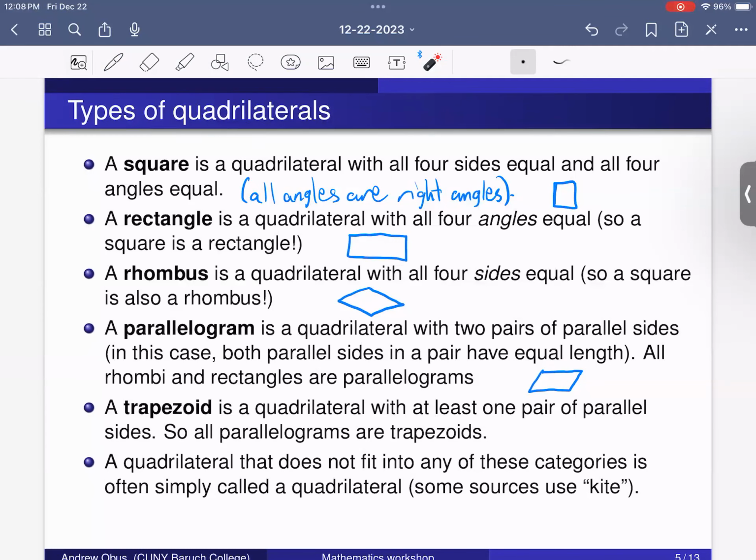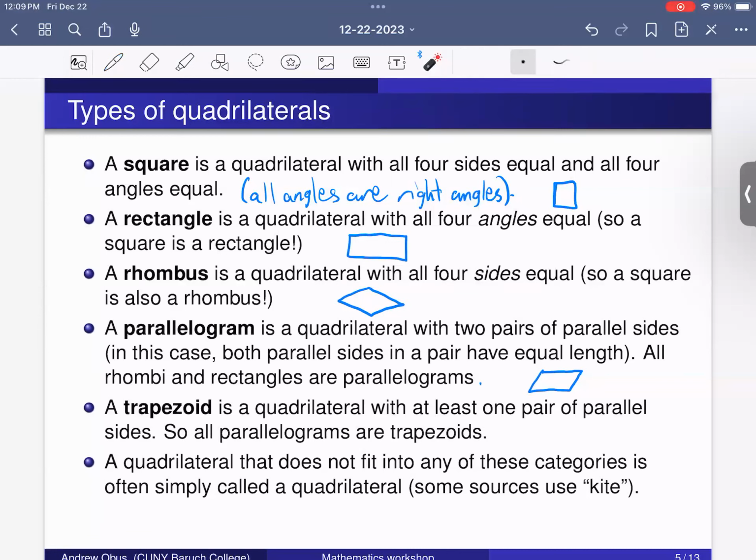And of course, these categories overlap also. So it turns out that all rectangles are parallelograms, right? Because if you have a rectangle, the two sets of sides are parallel. And then all rhombi, which is the plural of rhombuses, these are also all parallelograms. Turns out if you draw a rhombus with four equal sides, then the two sets of opposite sides are always parallel. So if you have a rhombus or a rectangle, they're both also parallelograms. There's a lot of overlap between these categories.